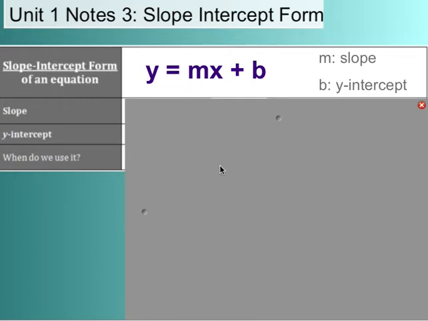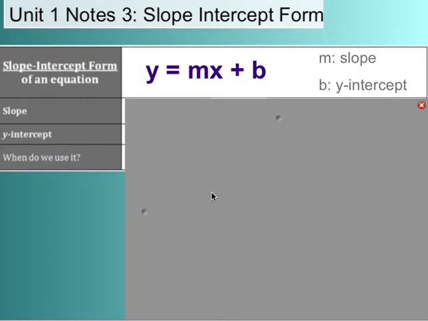The y and the x are always going to be in the equation, simply because that represents how we're graphing it. However, m and b are usually replaced with a number. M is going to be replaced with the slope of your line, and b is going to be replaced with the y-intercept. So what is the slope?